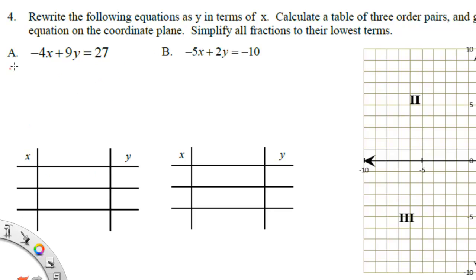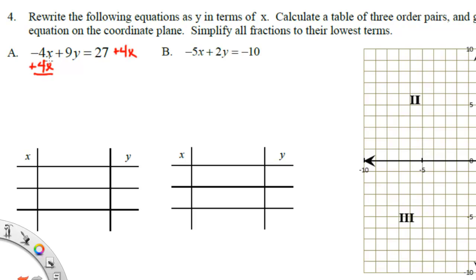Okay, it says rewrite the following equations as y in terms of x. Calculate a table of 3 ordered pairs, and graph and label the lines for each equation on the coordinate plane. Simplify all fractions to the lowest terms. So we know the first step is we have to get rid of the x term, so that's a negative 4x. So I'm going to add 4x to each side. Some of you just missed the sign right here off the bat. You had a negative 4x here. Oh, negative 4x there, I just move it over there. No, that's not what you do.